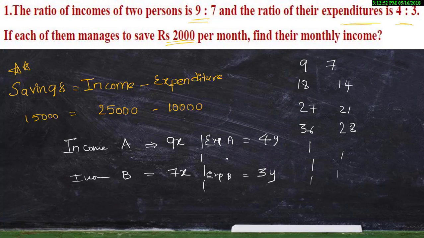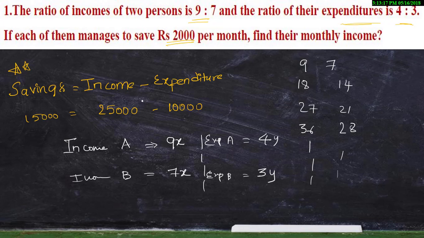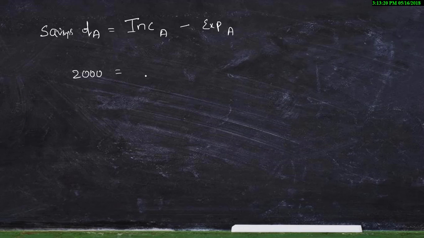Now here comes the big important deal. Each of them manages to save rupees 2000. So it is given in numbers, right? Savings of A is equal to income of A minus expenditure of A. Savings here is 2000, which is equal to income of A, 9x, minus expenditure of A, 4y. So 9x minus 4y is equal to 2000. Let it be equation 1.